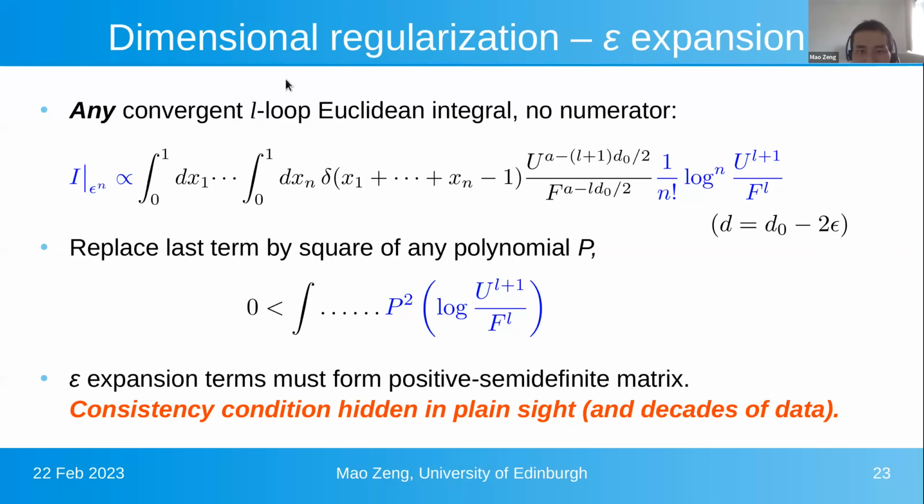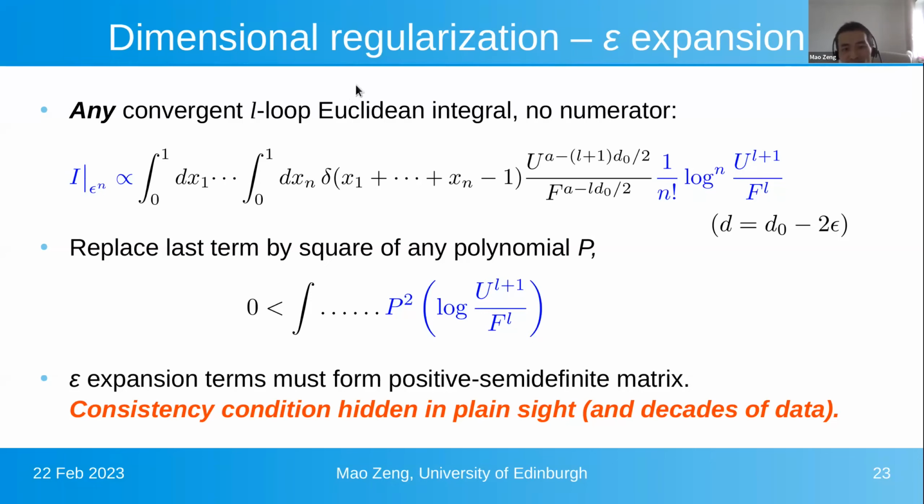The exact powers depend on the powers of the propagators. So the sum of those powers a1, a2, a3, etc. is written as a. And then there's the dependence on the loop order L and the dimension D. If I expand D equals D0 minus 2 epsilon, the epsilon expansion becomes extra powers of logarithms of graph polynomials. So the nth power in the epsilon expansion is just the same integral, but with the logarithm raised to the nth power.